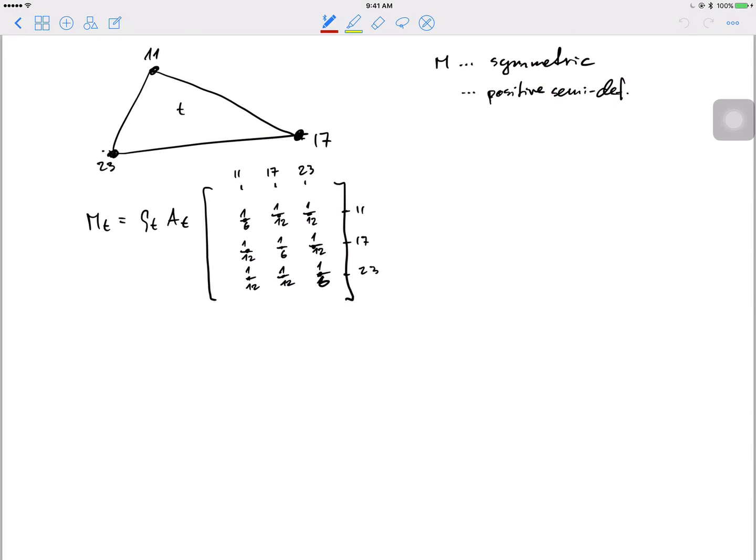But I guess I digressed from the properties of the mass matrix. So notice also the sparsity structure of this matrix. We talked before that it's very important to exploit sparsity. And this matrix is very sparse, right? Actually, how sparse is it?